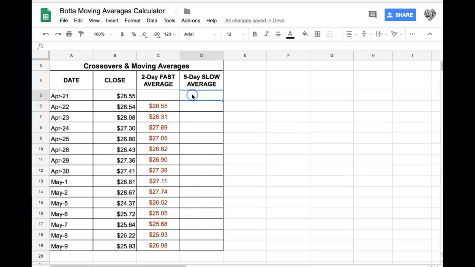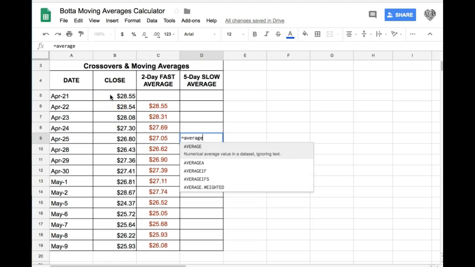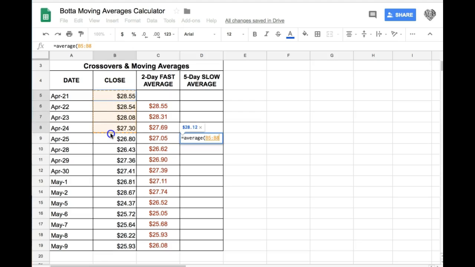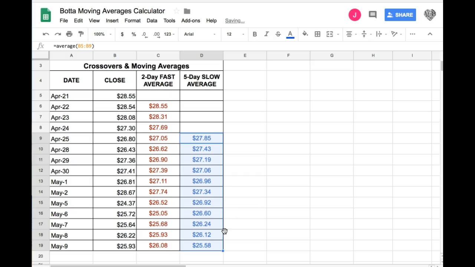Okay, so next we move on to the 5-day slow moving average. So we look at what cell we are going to start our formula in here. We need to start it in a cell that has 4 days worth of data above it. So April 25th would be C9 when we're going to put this formula in. Equals average again, and we're just going to highlight the first 5 closing prices. There we go. Okay, and then drag that down. And of course you can use more dates if you wanted. You could go over a longer period of time.